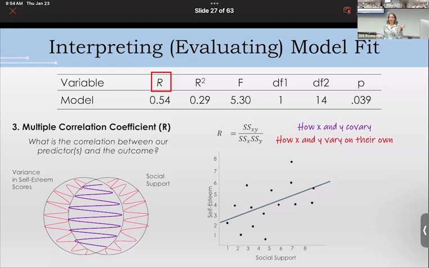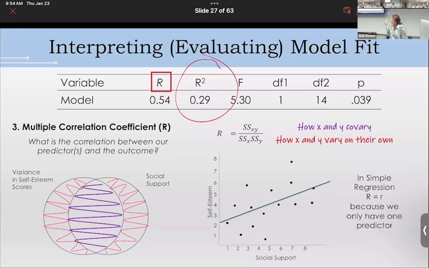Some people will report it. The really, really, really important one here is, the entire goal of stats is what? Explain variance in your outcome. What's the one stat that says how well your model does that? R squared. Here's a model. How much variance in your outcome were you able to explain? And when we start comparing models, that's going to be what we use to compare models. So in simple regression, big R equals little r because we only have one predictor.